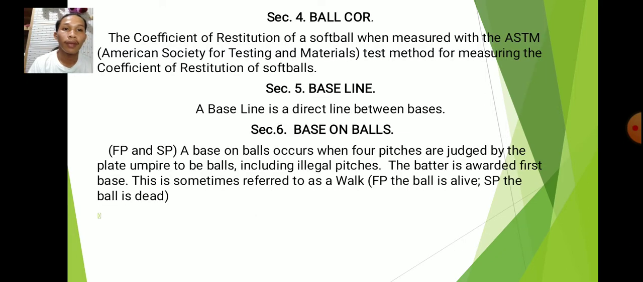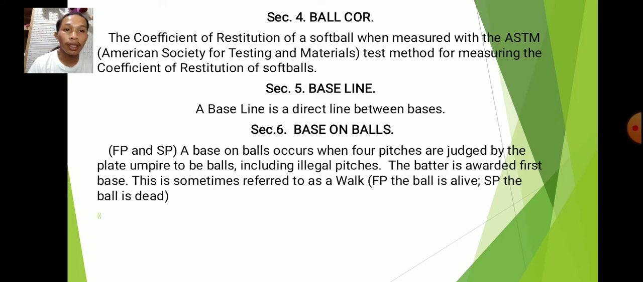Section number 4, ball core. The coefficient of restitution of a softball when measured with the ASTM, American Society for Testing and Materials, test method for measuring the coefficient of restitution of softballs. Section number 5, baseline. A baseline is a direct line between bases.